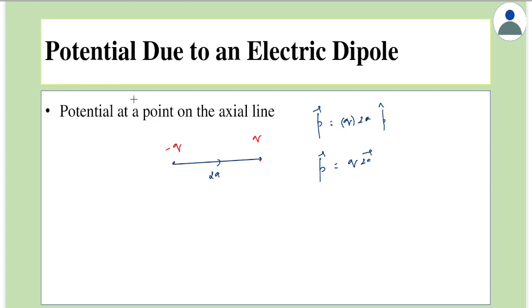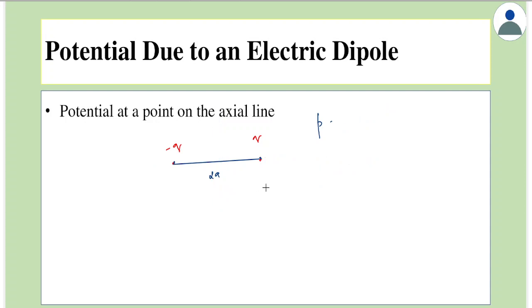There are two important lines for a dipole. One is called as axial line. So the line joining the two charges is called as axial line, which is an imaginary line. Similarly, a plane passing through the center of dipole and normal to the axial line is called as equatorial plane. So even this is an important plane. So here we'll find out what is the electric potential at the 2 points.